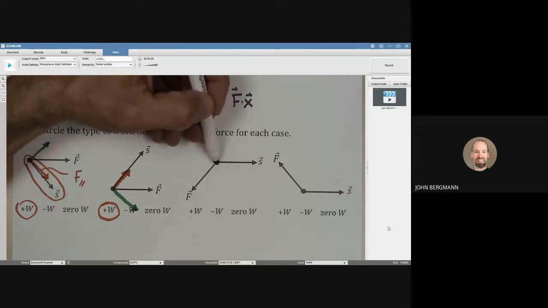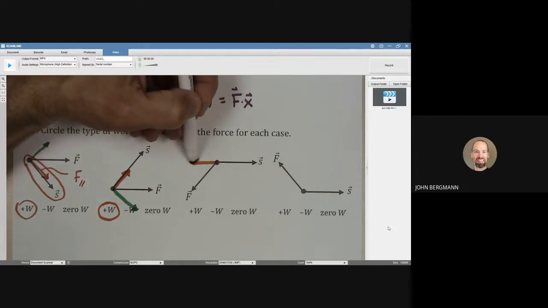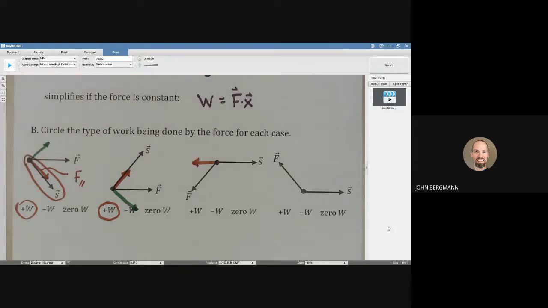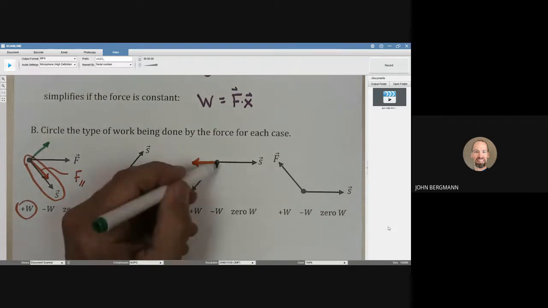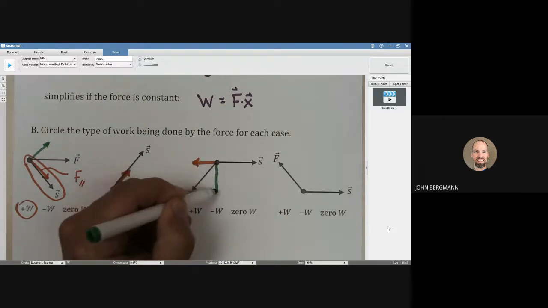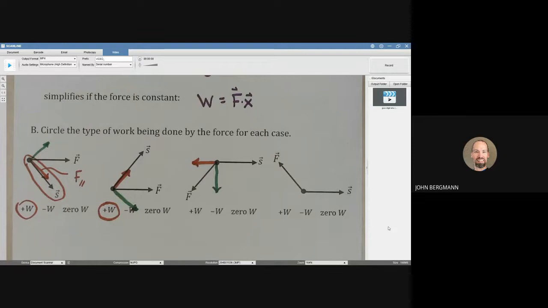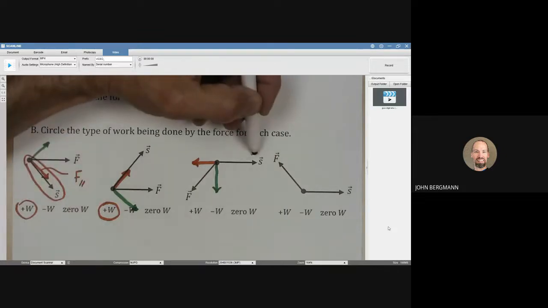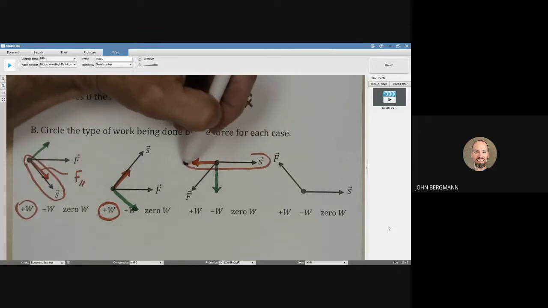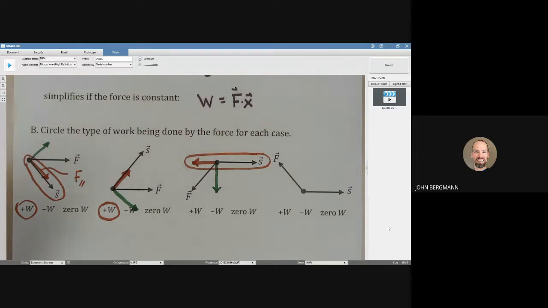If I take this force and break it into its component that is parallel to S and perpendicular to S, you can see that here the component of F that lines up with the displacement is in the opposite direction. So this is going to be negative work.